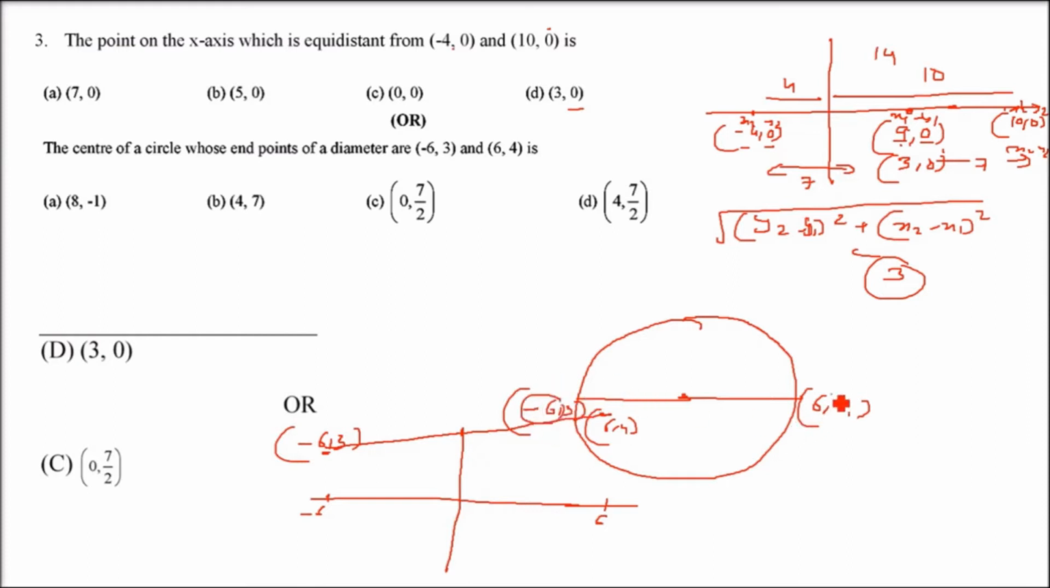So you can use either of these methods, as I did in 3a part. In the midpoint formula, minus 6 plus 6 by 2, and the second will be y1 plus y2, 3 plus 4 by 2. Minus 6 plus 6 is 0, you get 0, and this is 7 by 2. So you have 0 and 7 by 2. So this is the way you can solve it: 0, 7 by 2. Okay.